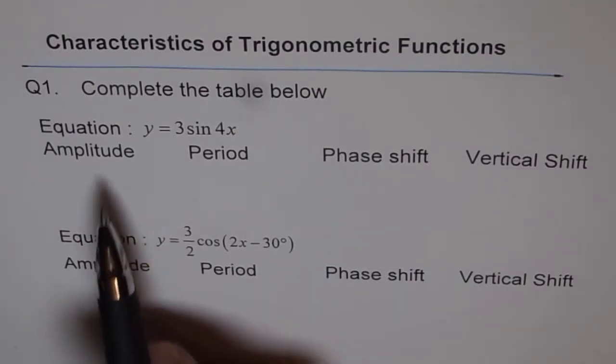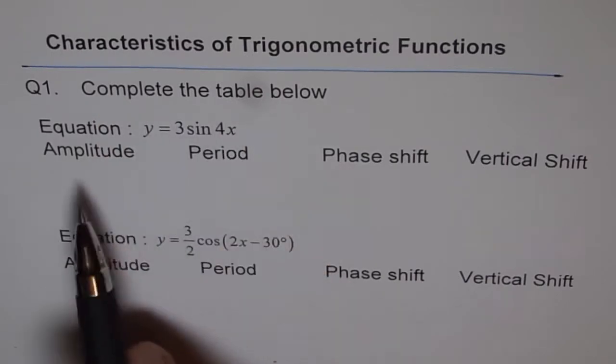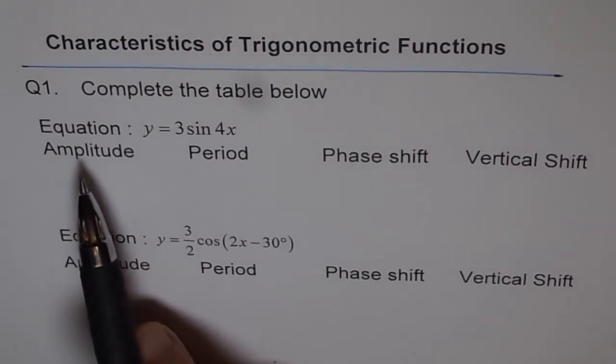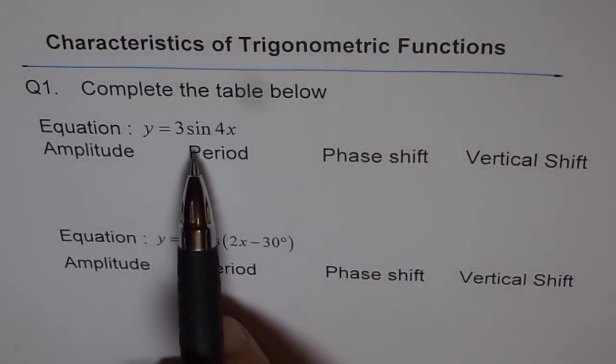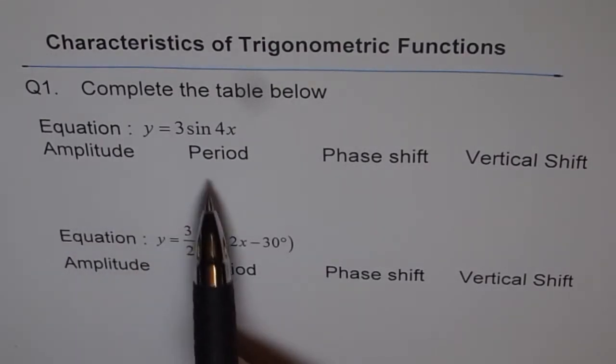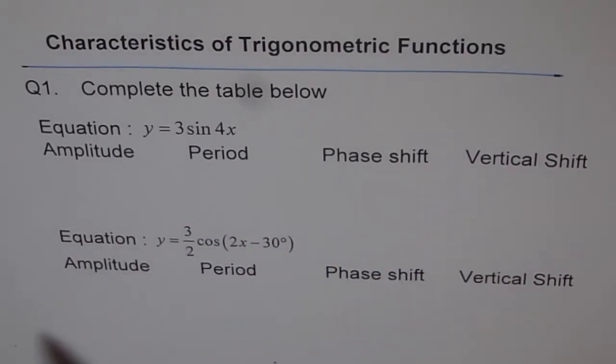Now here we are with the first question, which says complete the table below, and we have two equations here just to give you a variety. Equation number 1 is y equals 3 sine 4x, and you need to find the amplitude, period, phase shift, and vertical shift. For the second equation, y equals 3 over 2 cos(2x minus 30 degrees), you need to find amplitude, period, phase shift, and vertical shift.